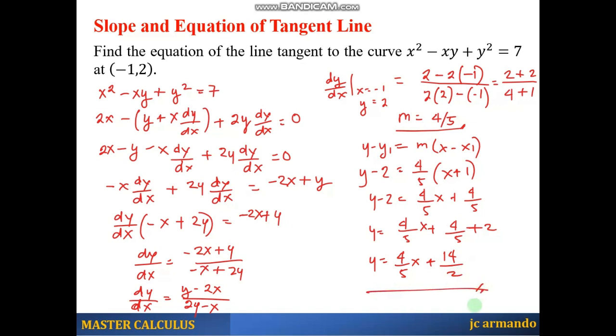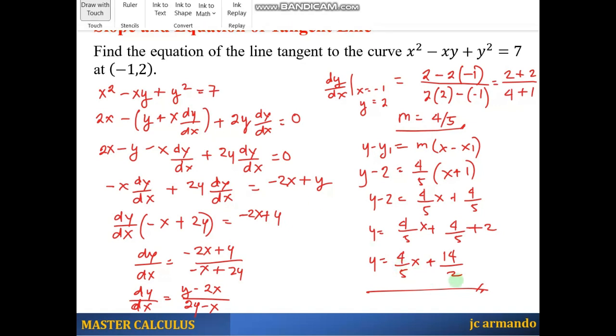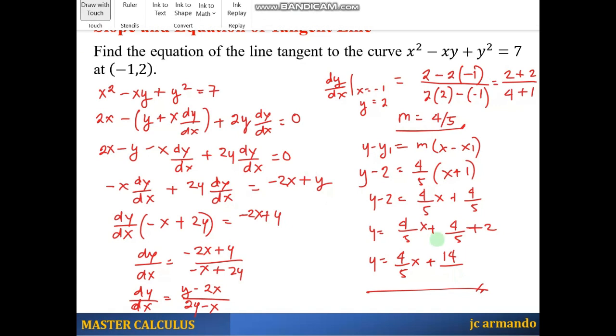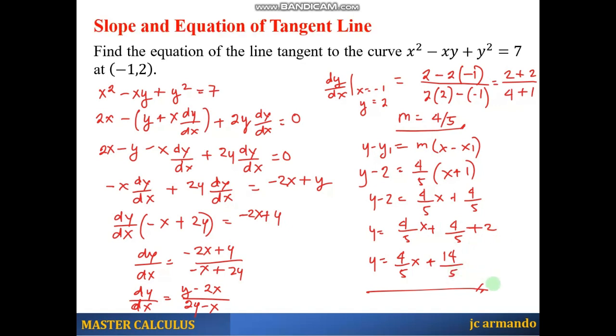So, this is the equation of the tangent line. I'm so sorry. That should not be 2. Wrong. Ito dapat ay 5. Kasi 5 times 2, 10 plus 4, 14 over the denominator 5. So, yan yung ating answer.